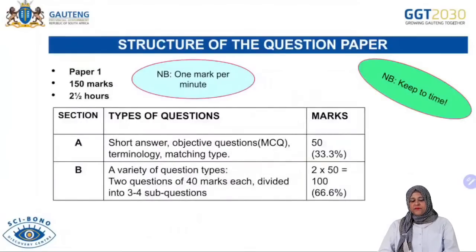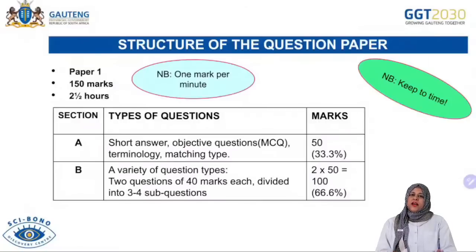The structure of your paper is 150 marks for 150 minutes. That means in Life Sciences, we are 1 mark per minute. So you need to keep to time. Section A is 50 marks. Section B is 100 marks, made up of 2 questions, question 2 and question 3. So I would suggest that you go through as many Section A's as possible so that you are quick through Section A, and then by 9:30 you should be finishing off and starting your question 2, so that you have enough time for the higher order questions in question 2 and 3 so that you can get good marks.